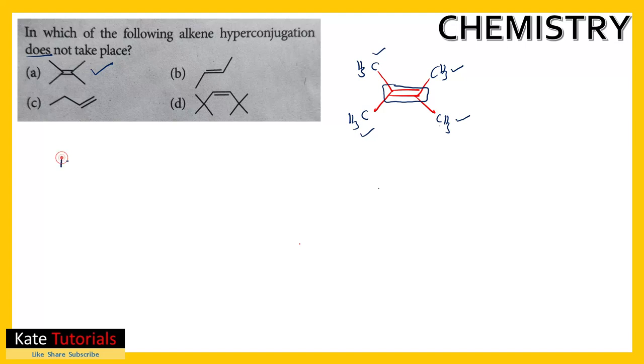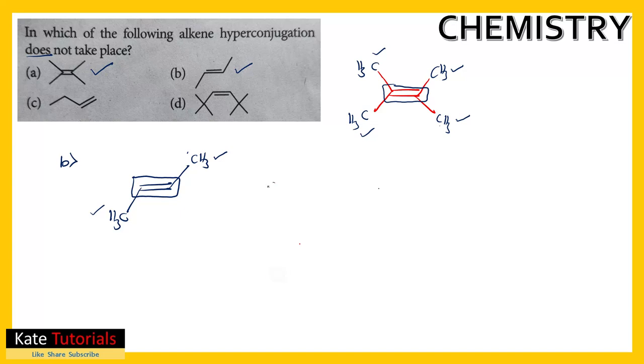Let us talk about B. So B here I have C double bond C, here I will be having CH3, and here again I have CH3. We know that this is the alkene, next carbon, here three hydrogens are there, so it will show hyperconjugation. Here this alkene, next carbon, hydrogens are there, so it will show hyperconjugation. So this will also show hyperconjugation. So this is not our answer.